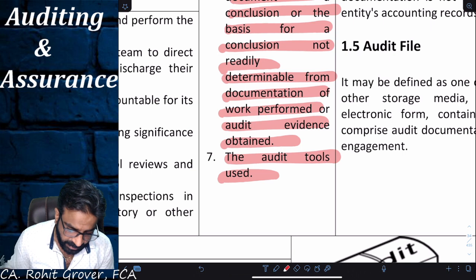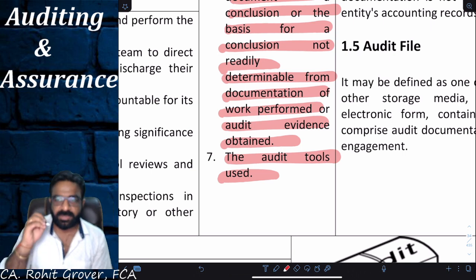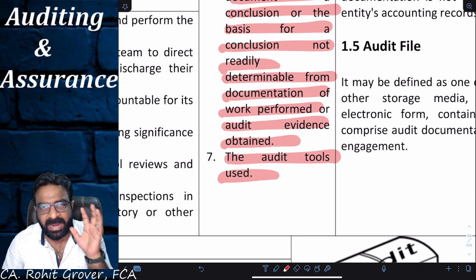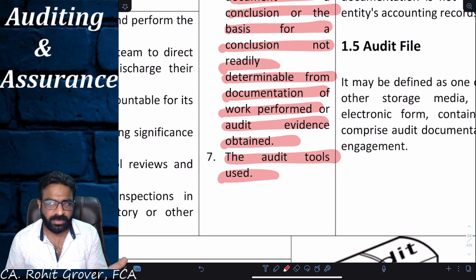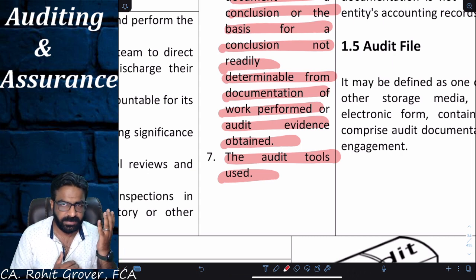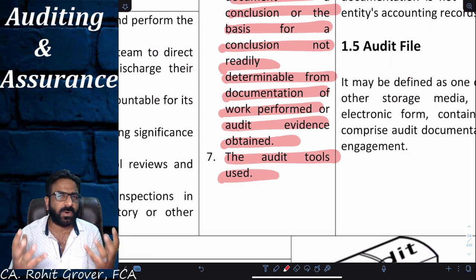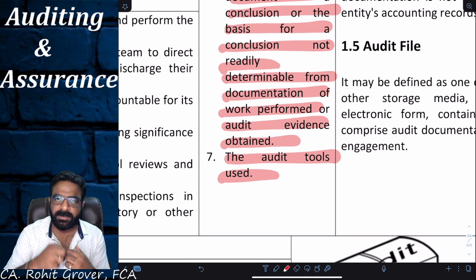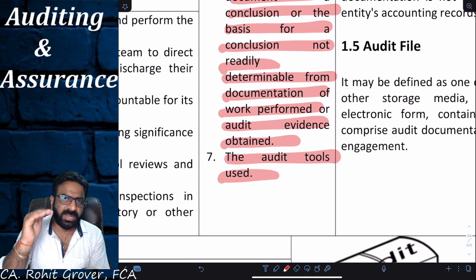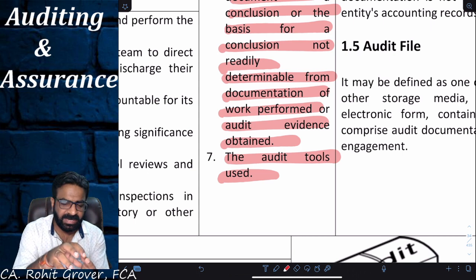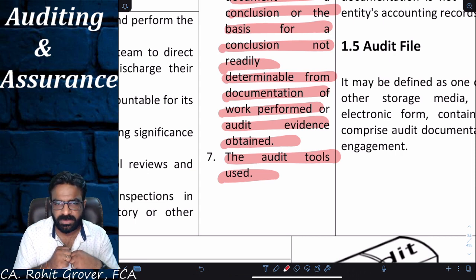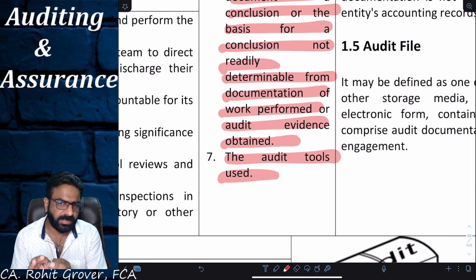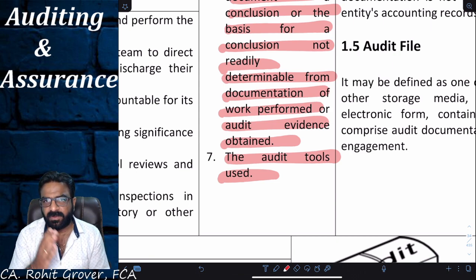And the last but not the least, the audit tools you are using. If I'm using manual audit tools, then the audit evidence collection will be higher. If I'm using the computerized audit tools, then all files will be in the computer format. So audit evidence collection can be lower because I can take the backup of my client also. So what kind of tools you are using in your audit, that also defines your audit evidence collection.